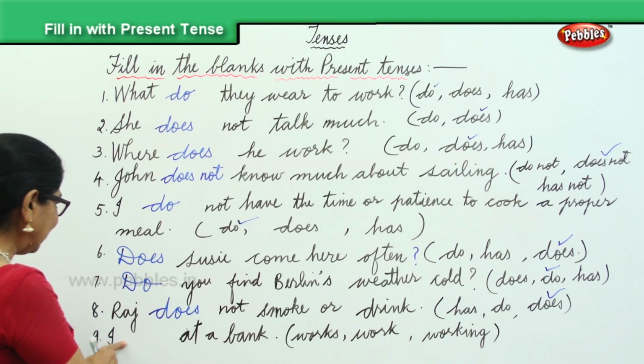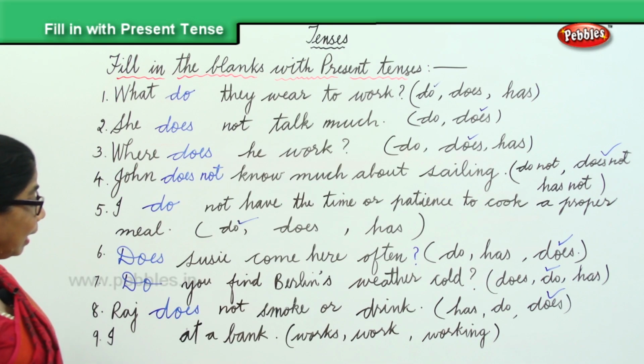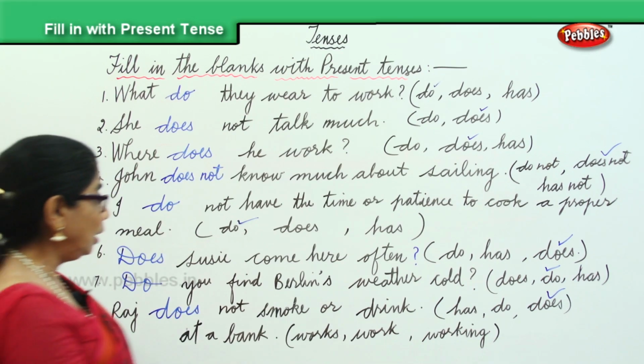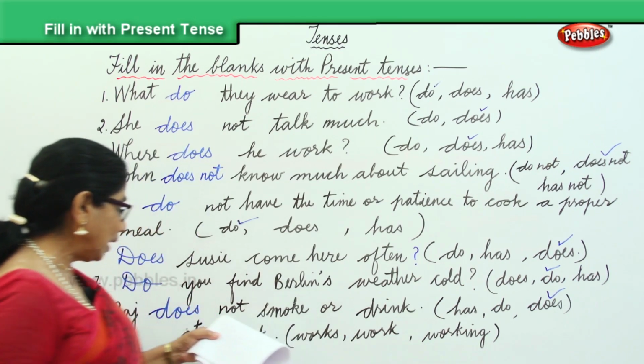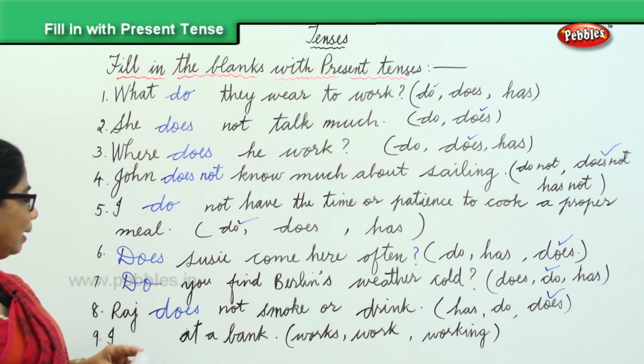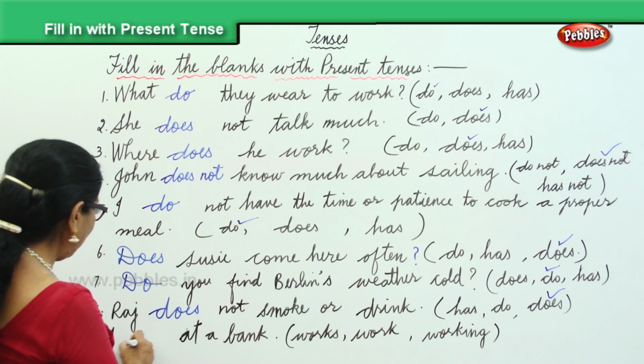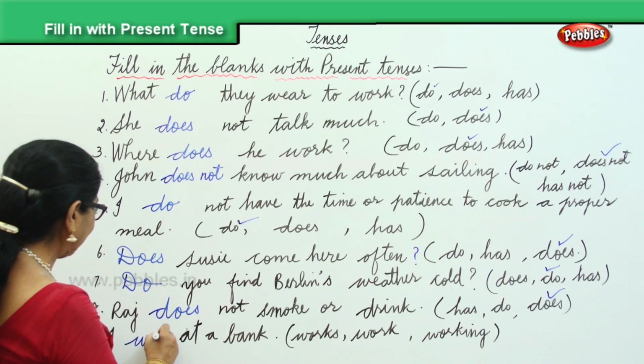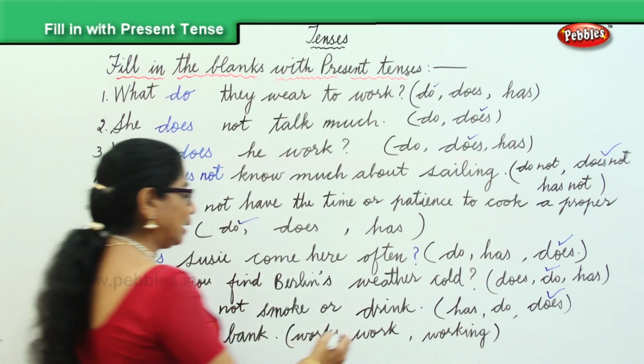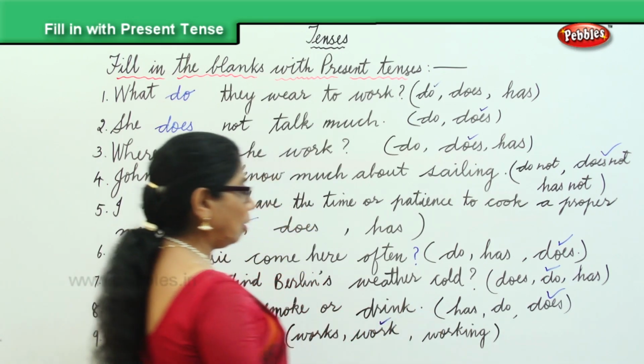And the last one, the ninth one: I dash at the bank. What is the right one? I work at the bank. I works? I'm working? I work at the bank. It's work that's correct, not works or working.